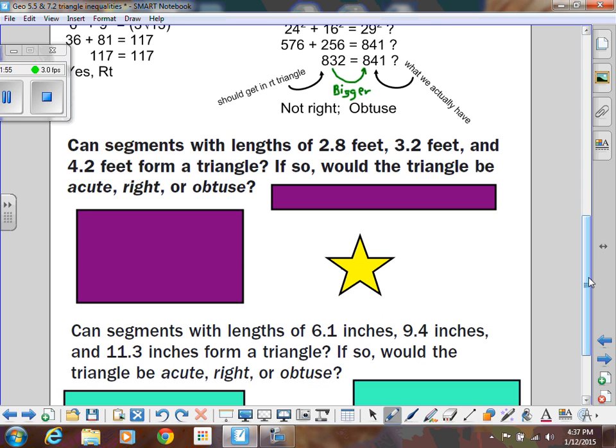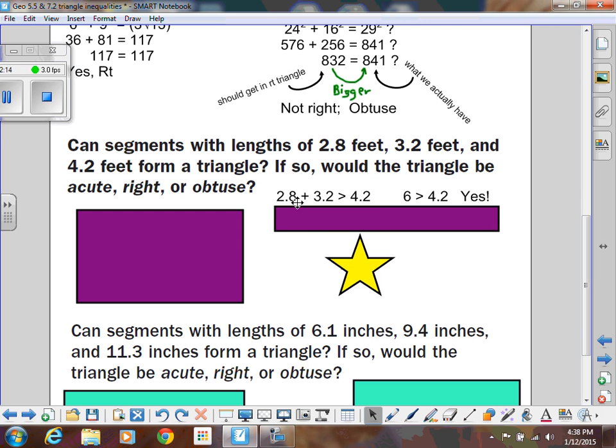So in this example, they're asking us two things really. They're asking, can these lengths be a triangle? So that's like what we originally did, with the inequalities. So we first have to ask ourselves, can the two smaller sides be greater than that third side? So is 2.8 plus 3.2, is that bigger than 4.2? And yes, it is. They add up to be 6, which is greater than 4.2. So yay, we know this is a triangle.